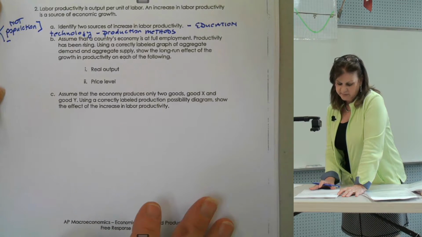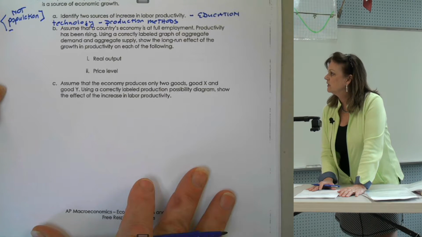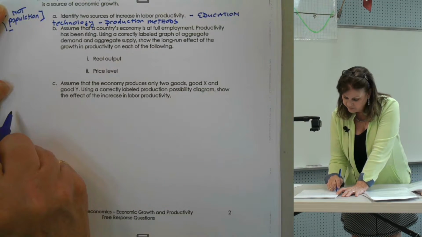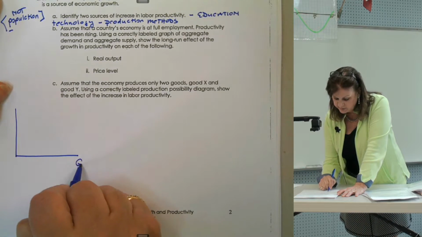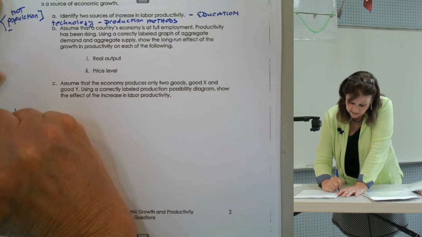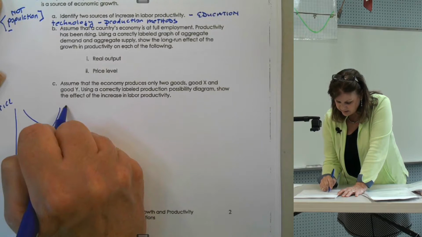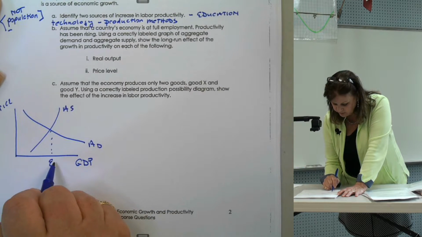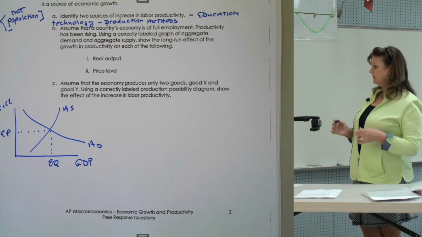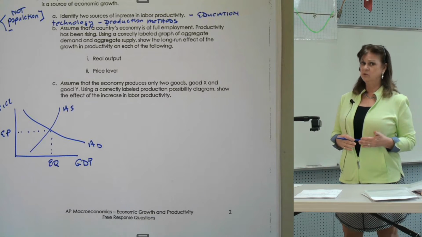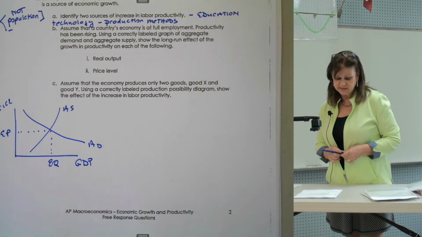All right, 2. Assume that a country's economy is at full employment. Productivity is rising. Use a graph of demand and supply. So we're going to start off with that, and they're talking about productivity and economy. So I'm going to draw my GDP and my price level, and I've got aggregate demand, aggregate supply, equilibrium quantity, and equilibrium price. If you leave any of those items off, you won't get credit, but if you put them all on, you'll get at least 1 point for that. Oh, and this will probably be a 5-point question, so that's substantial.